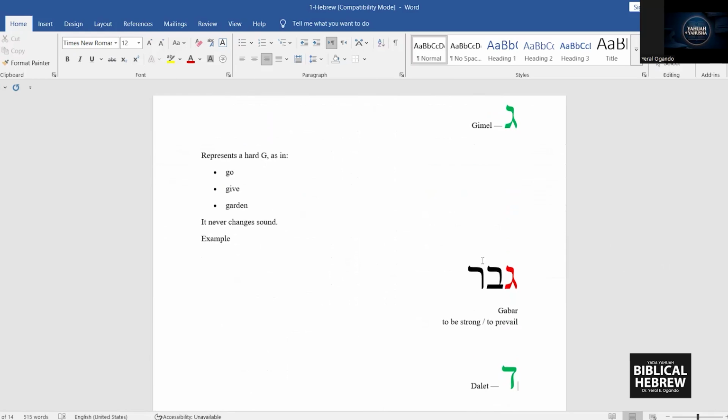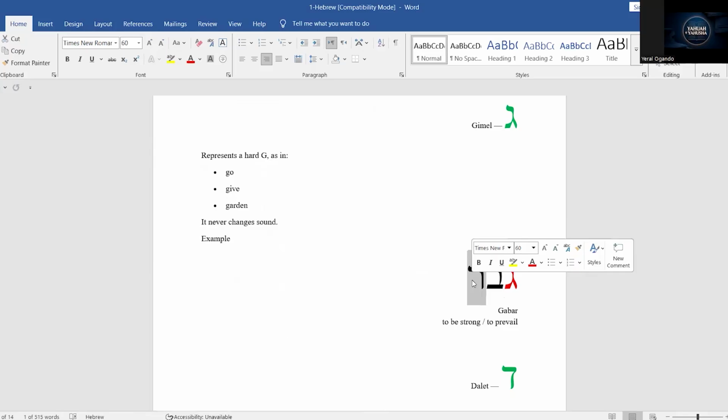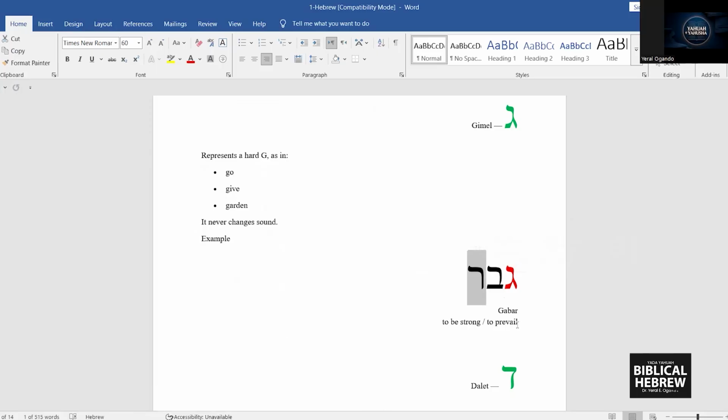Next one is Gimel. Gimel is always pronounced like when you say go, give, garden. It never changes the sound. It doesn't matter where you find it. It is the same sound all the time. So we're gonna have here gabar, and this is a trick one. I'm pronouncing the R a little bit different so you can get the sound. The Hebrew sound is gabah, but you're just starting, so don't stress yourself. You can say gabar. This is to be strong, to prevail.